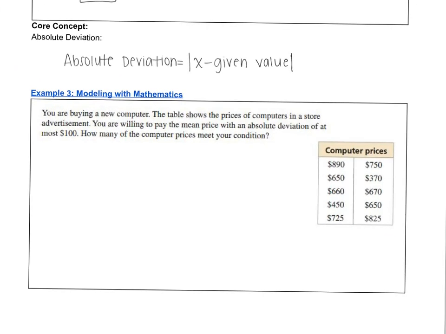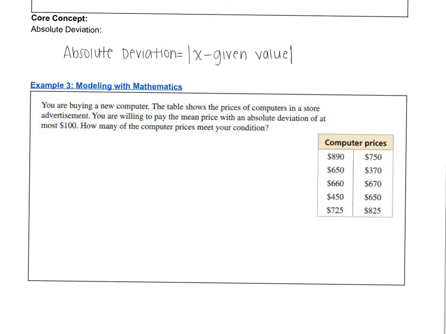Example 3 says you're buying a new computer. The table shows the prices of computers in a store advertisement. You're willing to pay the mean price, here we are with that word mean again, with an absolute deviation of at most 100. How many of the computers meet your conditions? I underlined some important keywords here. Mean is the average. We find it by adding all of them together and dividing by the total.